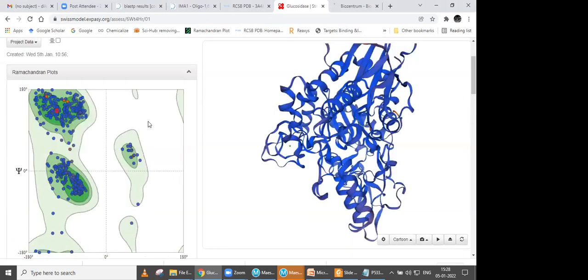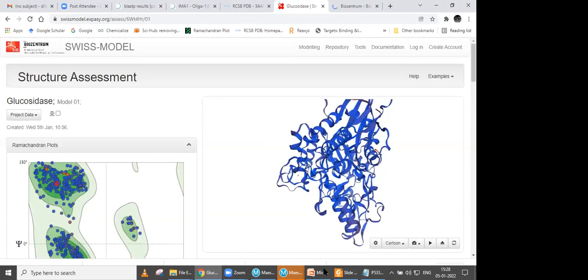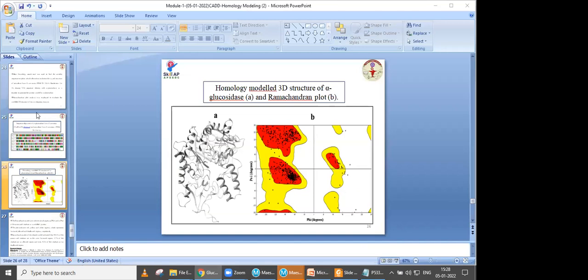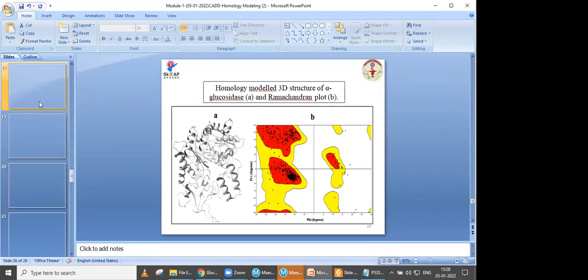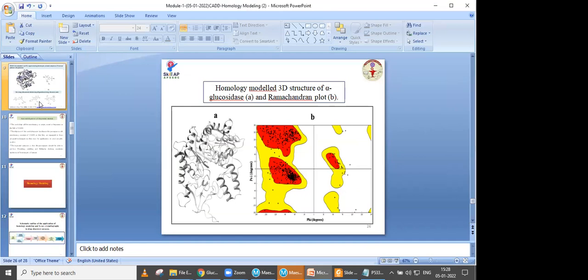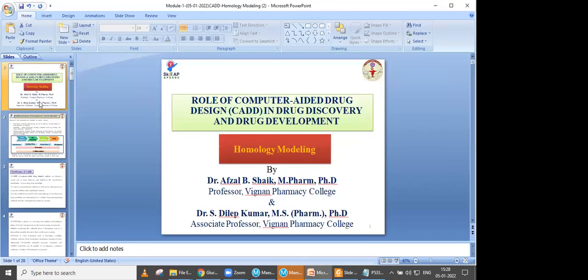With this, I am concluding my session. In this session, we completely focused on CADD, computer-aided drug design, in the development of novel drug molecules, and mainly focused on homology modeling. Homology modeling is a technique where we can build our own model, in the absence of any crystal structure for the protein. This technique is well established.